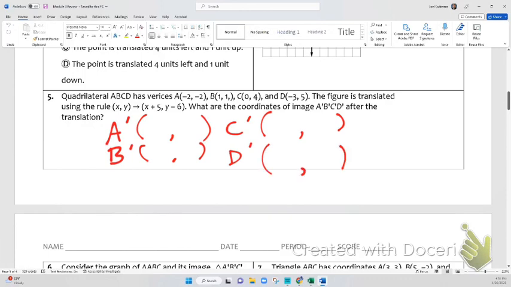So very simply, if I start with point A, the x value is -2, and you notice right here, it's telling me to take the x value, which is -2, and add 5 to it. And then you take the second value, which is y, and subtract 6 from it. So this one is simply going to be 3, -8. This one's going to be 6, -5. This one's going to be 5, -2. And the last one's going to be 2, -1.